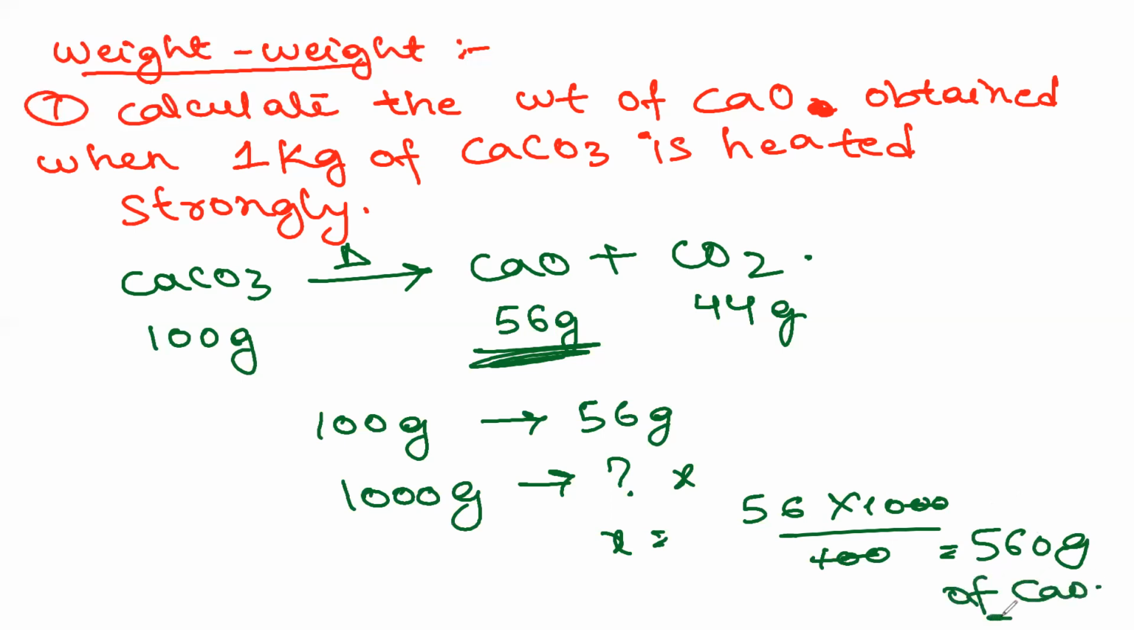So this is the example for weight relationship. They will give the weight of reactant and ask us to find the weight of product. Sometimes they will give the weight of product and ask us to find the weight of reactant. Now let us see that condition also. Question number 2.